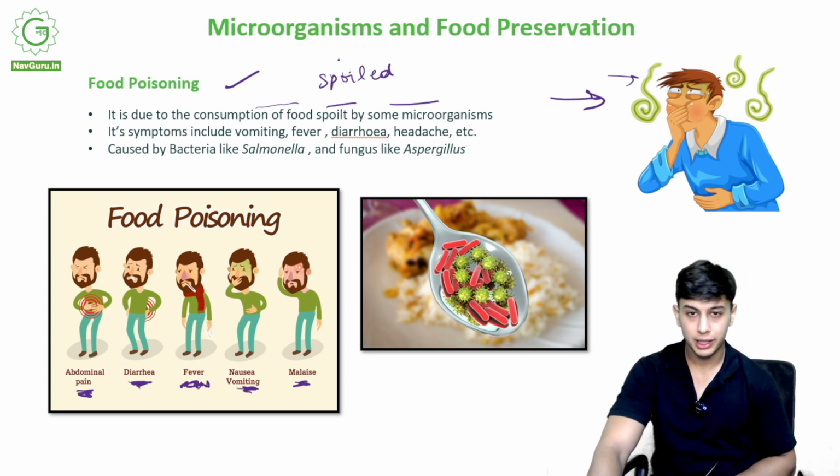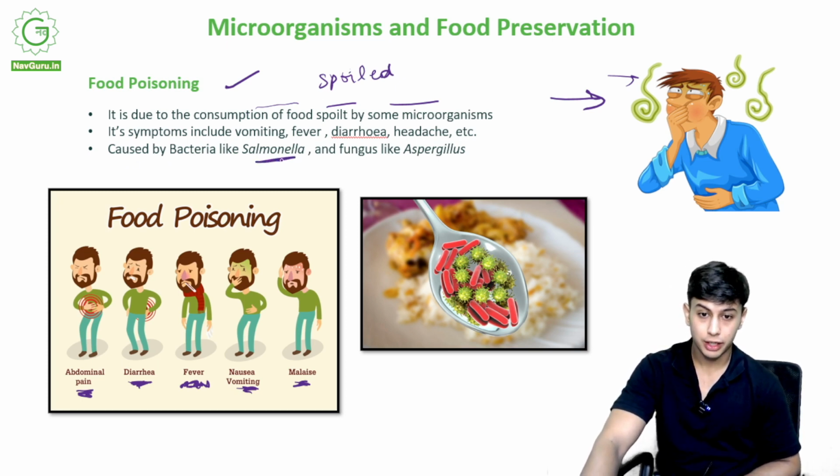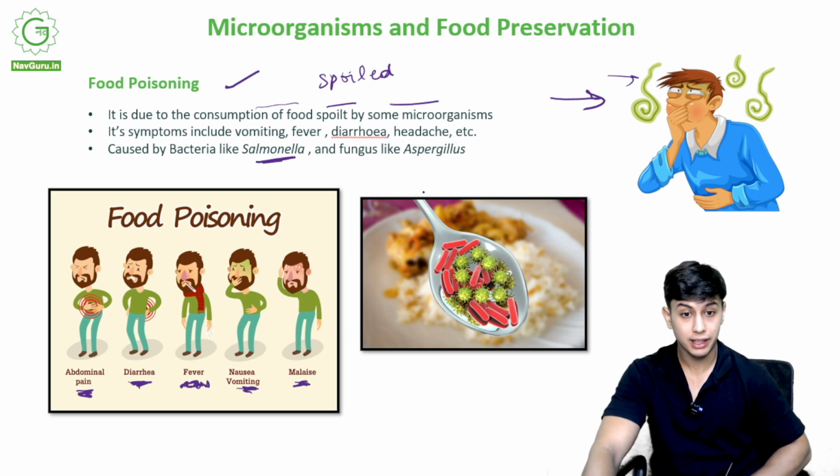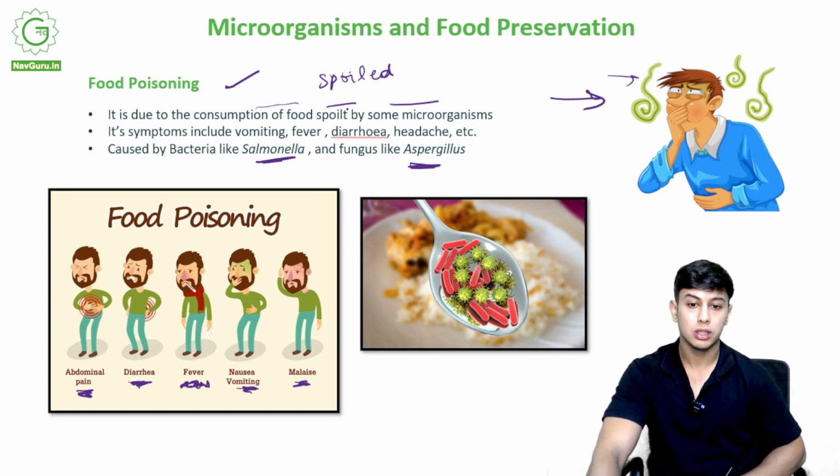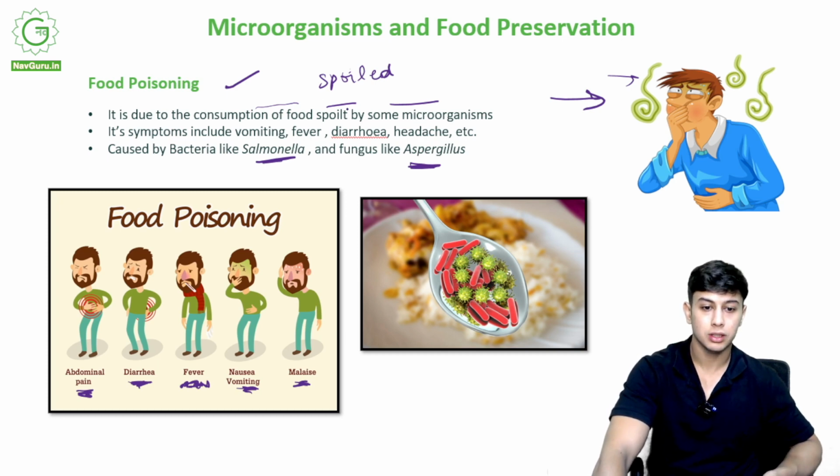That is why it is said to eat at home. Food poisoning is mostly caused by bacteria like salmonella, I told you salmonella is a disease causing bacteria, and fungus like aspergillus. So these two cause food poisoning.